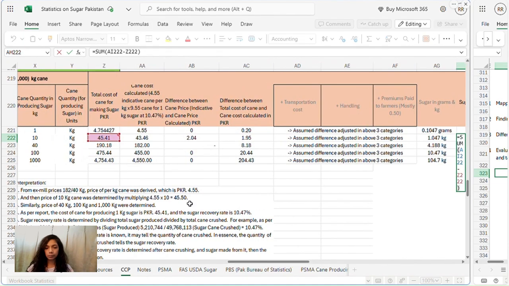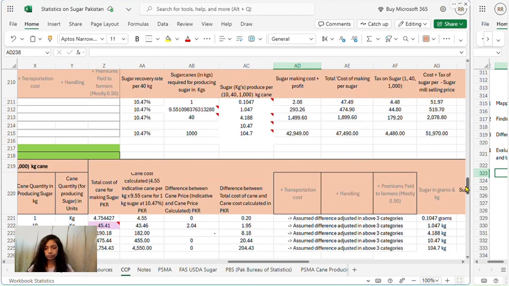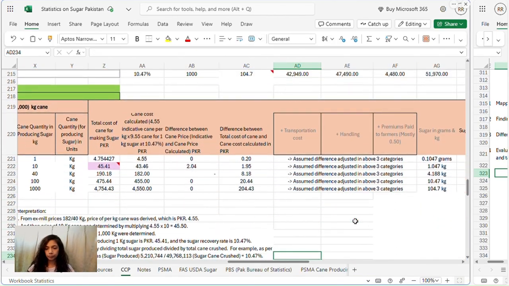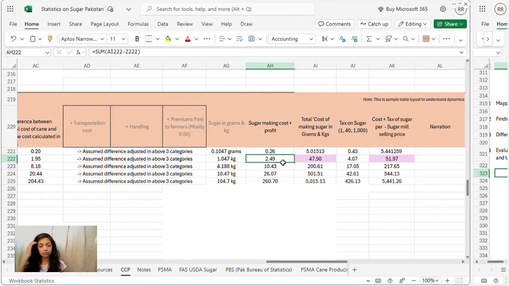So this was 45.41, the 10 kgs cane cost for making 1 kg of sugar, and when you add 2.49, it becomes 47.90. Now this is the total cost that the mills get for making 1 kg of sugar. So this would be sugar making cost, and this would be internal factory mill cost. That would be perhaps the salaries, the things used in making sugar, equipment, etc., and utilities, bills included, and profit as well per kg of sugar.